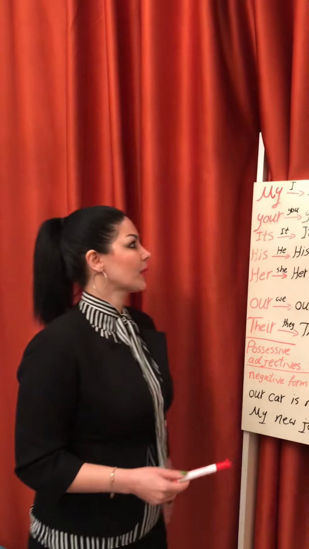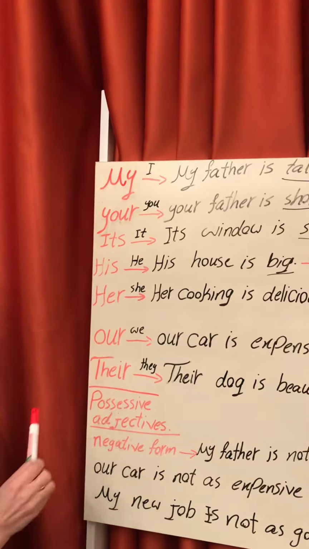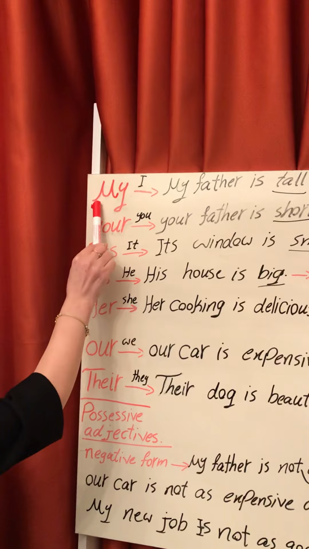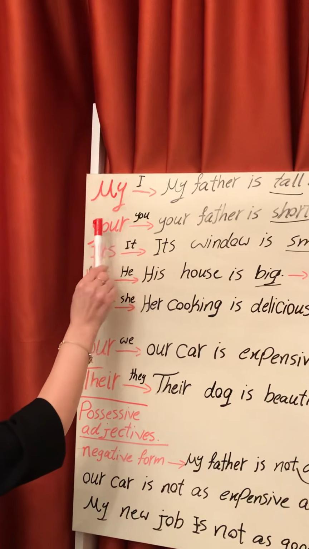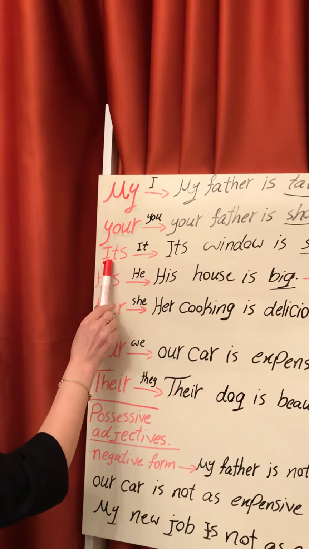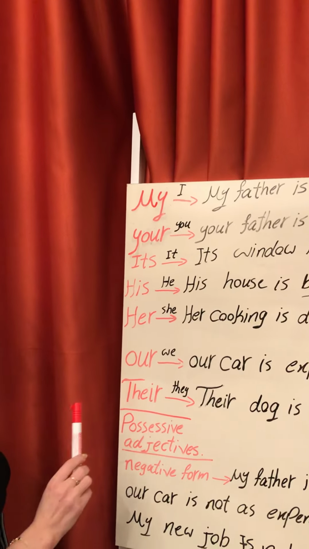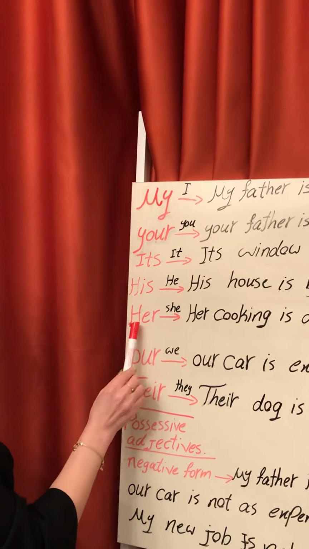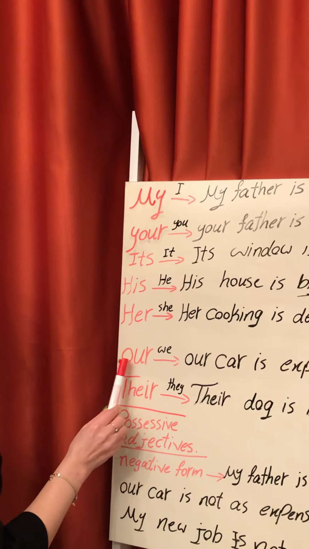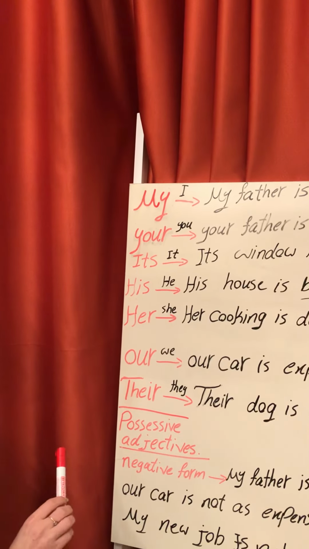So look at here. For all subjects, we have possessive adjectives. For example, I is a subject, my is the possessive adjective. You, your. It, its. He, his. She, her. We, our. They, their.